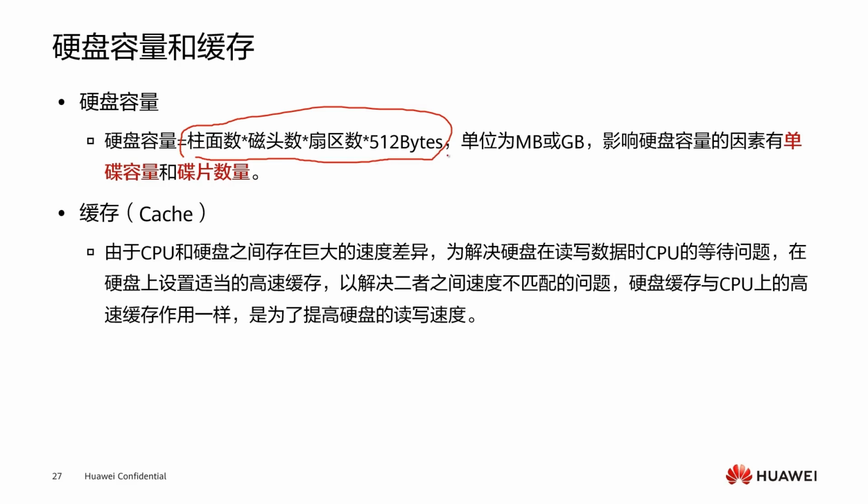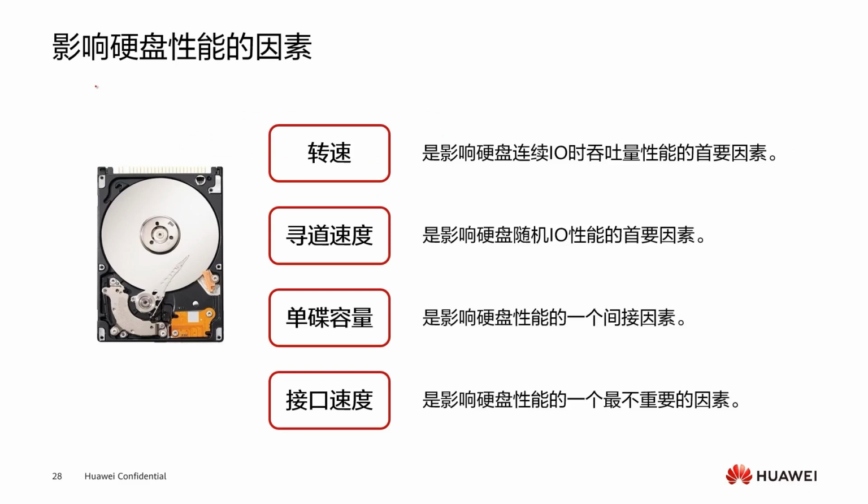The former only has one platter in the disk body. The latter has multiple, but the hard disk only allows one head to read data at any moment. Therefore, no matter how many platters and heads there are, it cannot improve the throughput and I/O performance of the hard disk. It can only increase capacity. Now for the factors affecting hard disk performance.